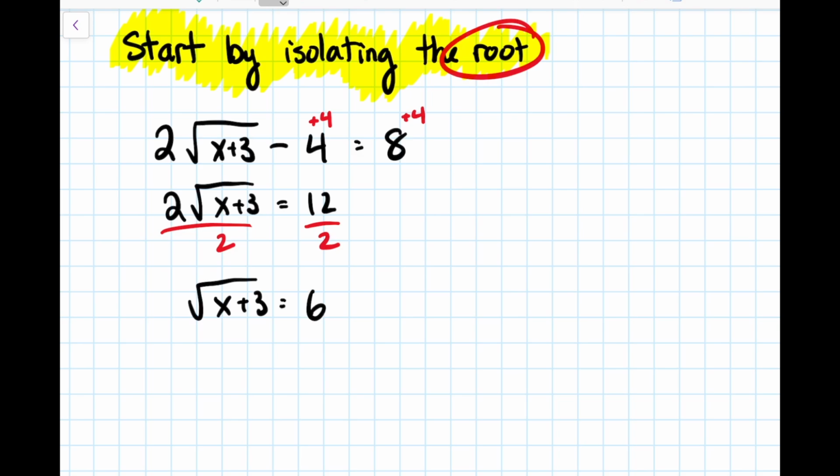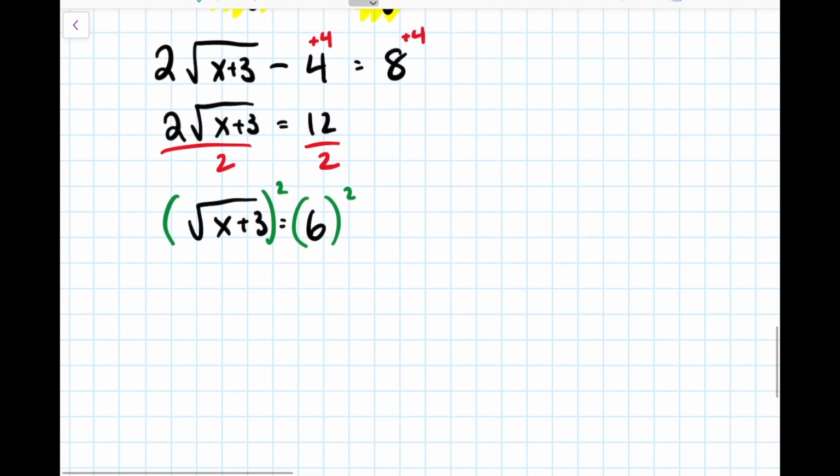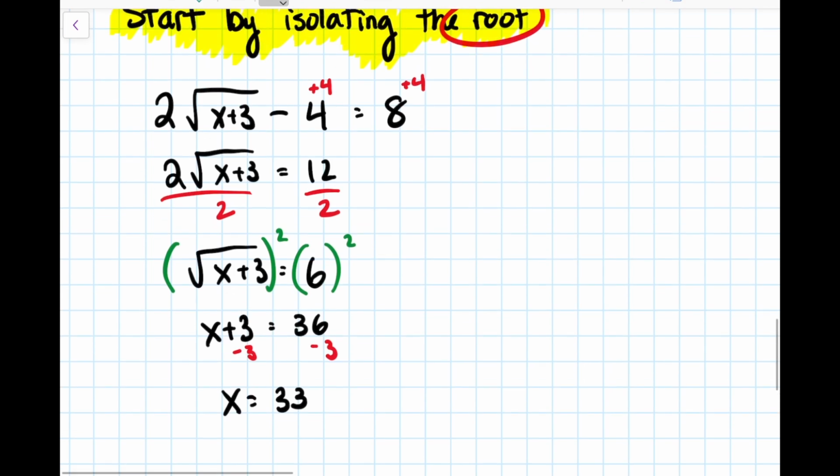And now we've isolated our root. So now we can square both sides to get rid of it. So we're going to square both sides of our equation. We're going to get x plus 3 equals 36. And now we can isolate our x. So we're going to subtract 3 on both sides. And we're going to get our final answer of x equals 33. Which, well, we'll find out if it works. So let's do our restrictions.